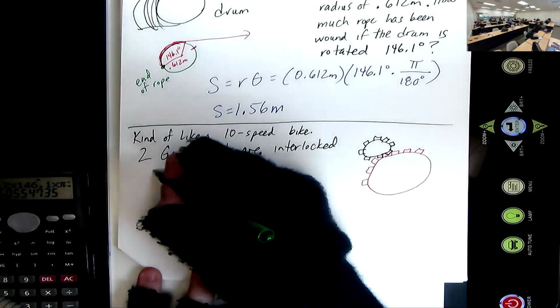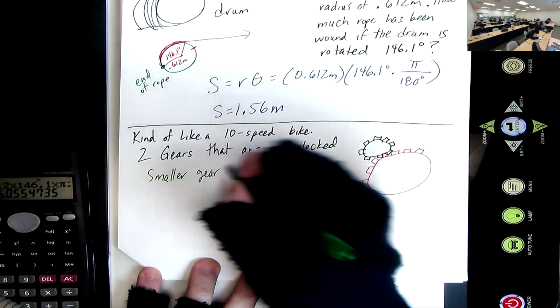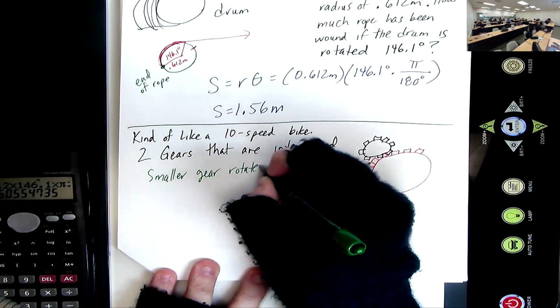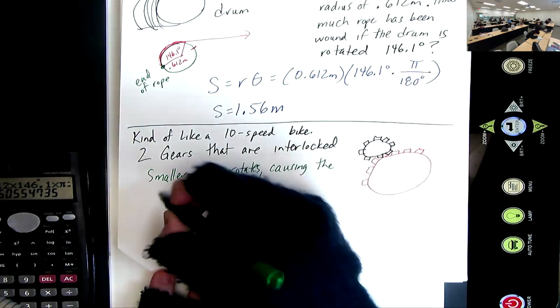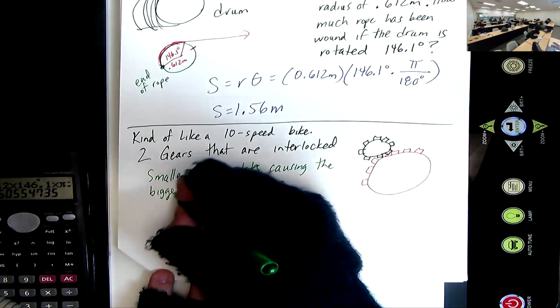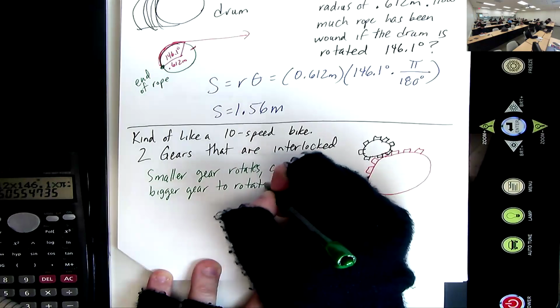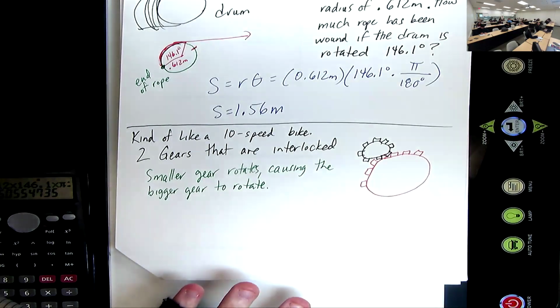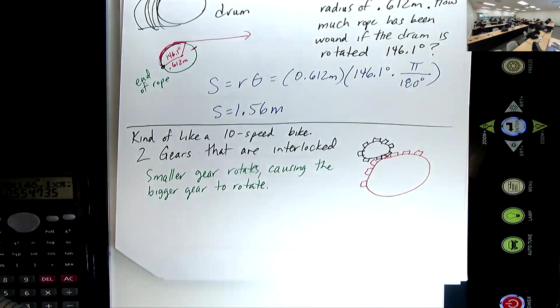And the smaller gear rotates, causing the bigger gear to rotate. Ten-speed bikes tend to go the other way. The big gear rotates and it turns the little gear. You pedal and the pedals hit the big gear, and it turns the little gear which is attached to the tire.